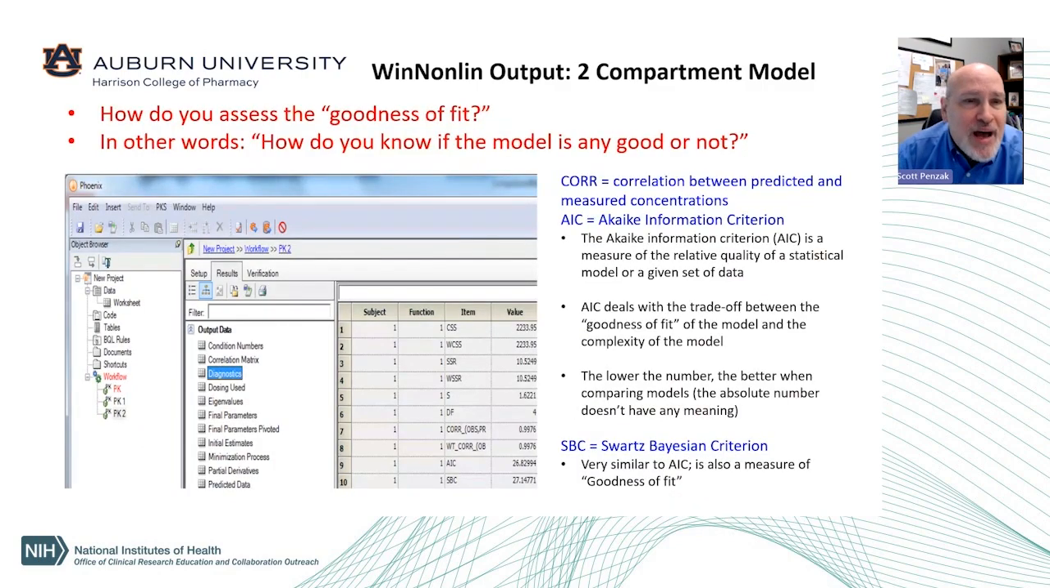Okay, so how do you actually assess that goodness of fit? We already talked about visual inspection, and we talked about looking at the residuals, the difference between predicted and observed, and the correlation between those two. There's something else called AIC, which stands for Akaike Information Criterion. The Akaike Information Criterion is a measure of the relative quality of a statistical model for any given set of data. Really, all you need to remember is that AIC deals with the trade-off between goodness of fit of the model and the complexity of the model. The more parameters that the model uses, in other words, the more complex it is, you sort of take a hit for that, and it will raise the AIC to some degree.